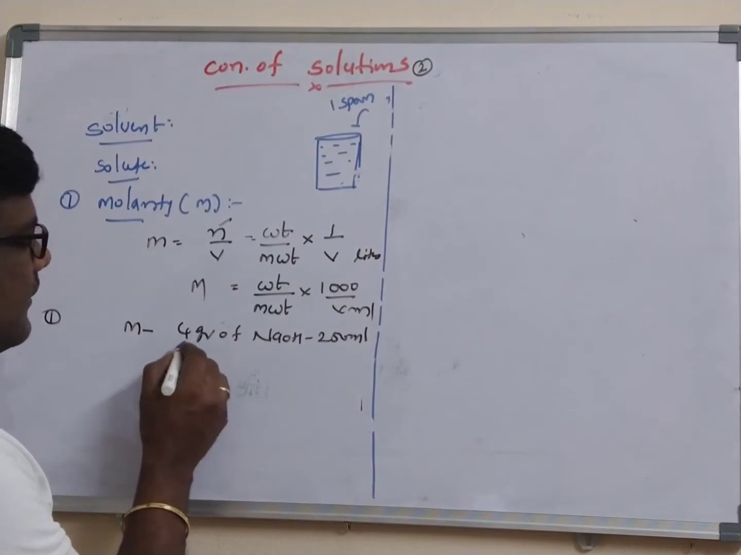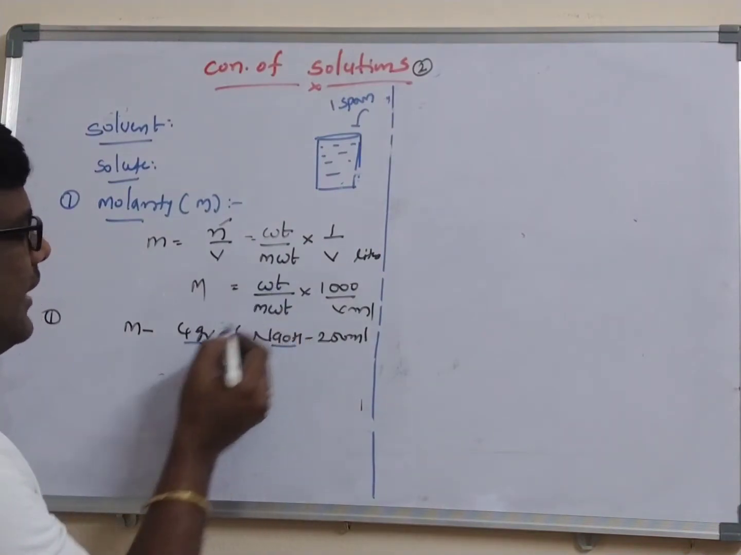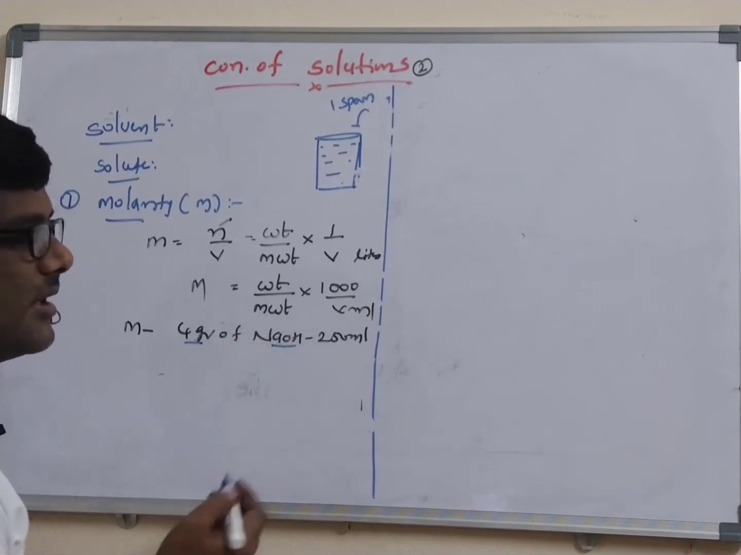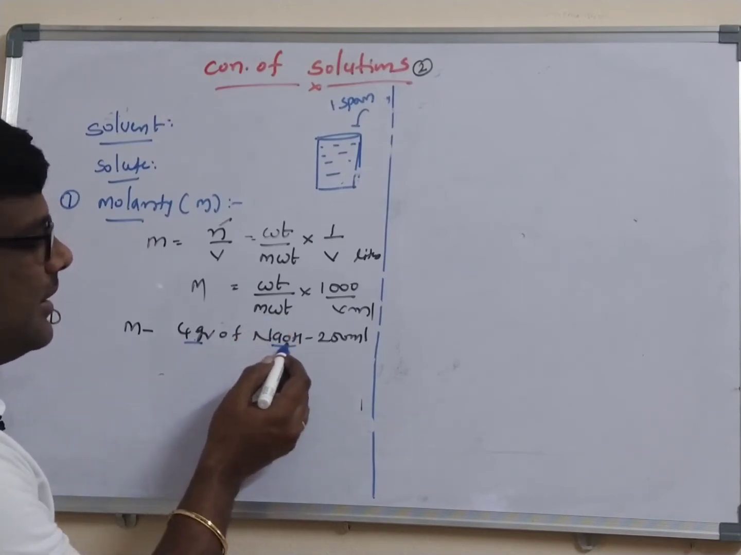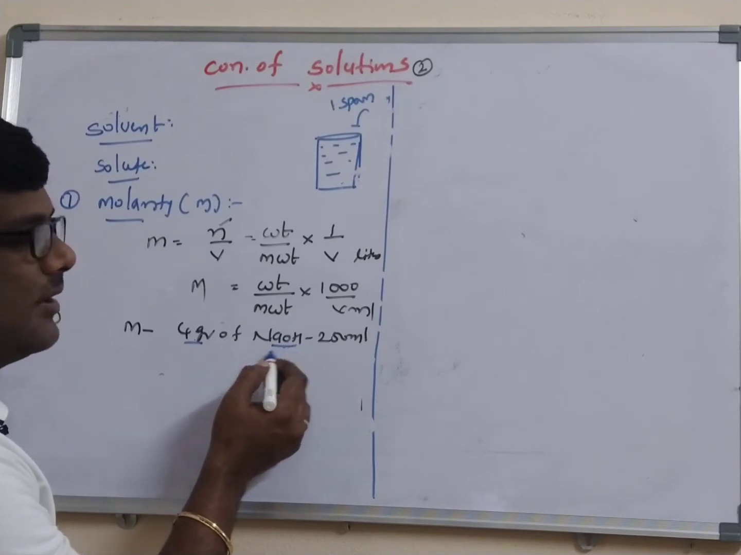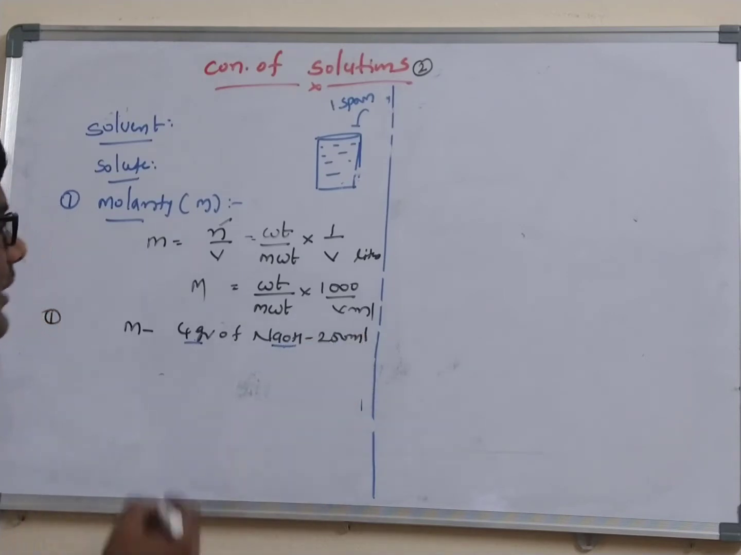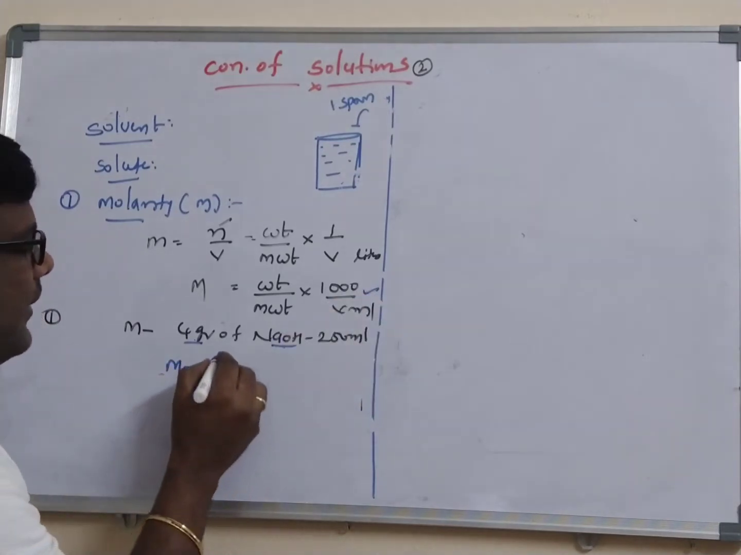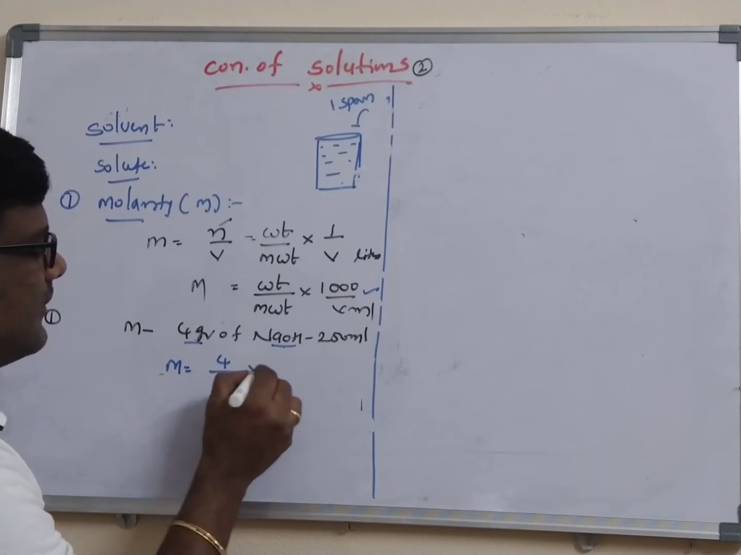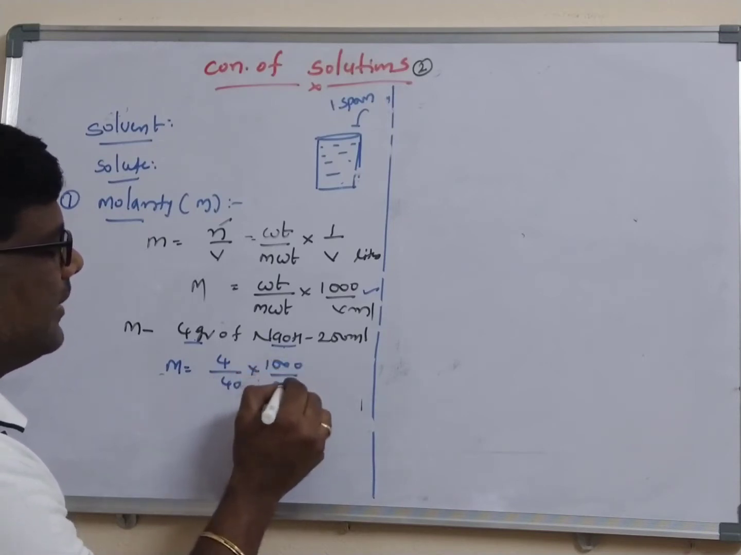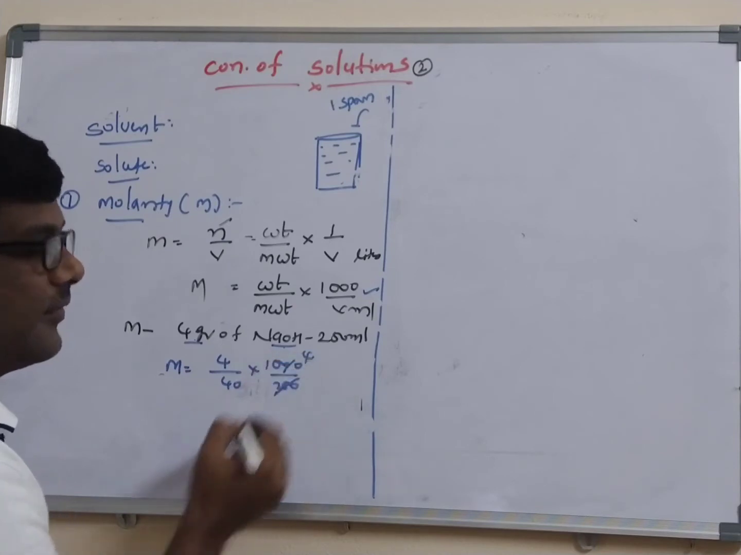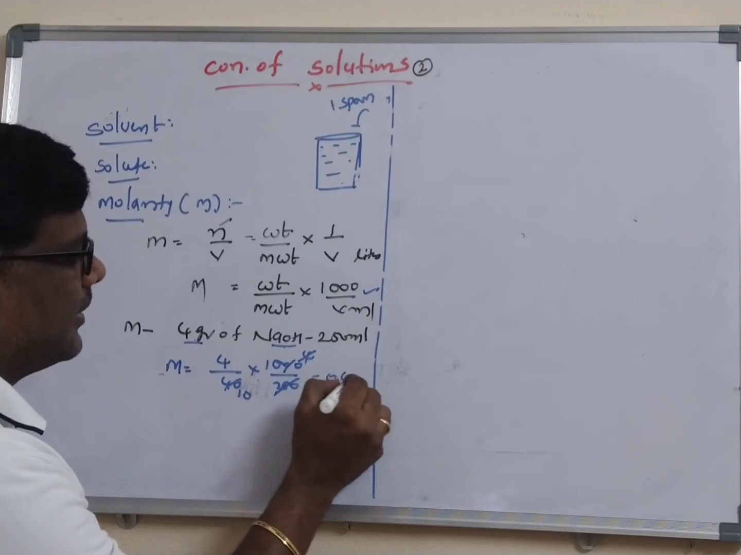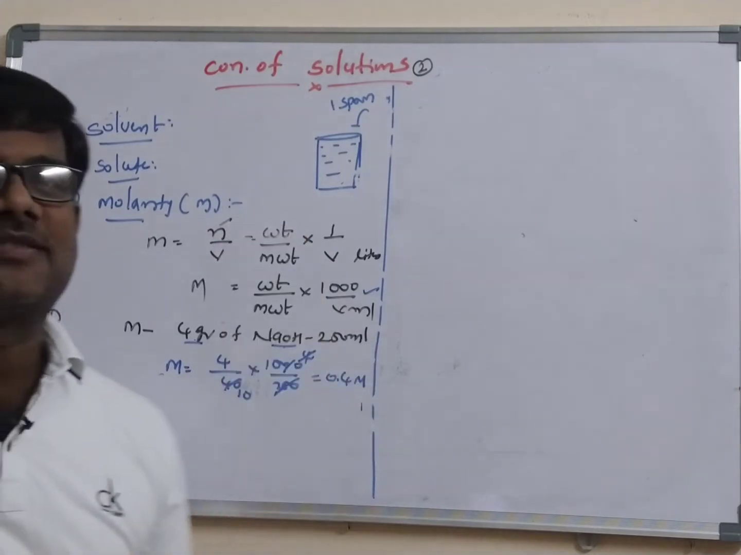What is given? 4 grams of sodium hydroxide, nothing but weight of the sodium hydroxide is 4 grams. Molecular weight of sodium hydroxide, already we are familiar: sodium 23, oxygen 16, hydrogen 1, totally 40. V is given as 250 ml. Ultimately, since ml is given, you have to select this formula. Weight is given as 4 by molecular weight 40 into 1000 by 250. 250 ones are 250, fours are 4, ones are 4, tens are 4 by 10, nothing but 0.4 M. So this is the first problem.